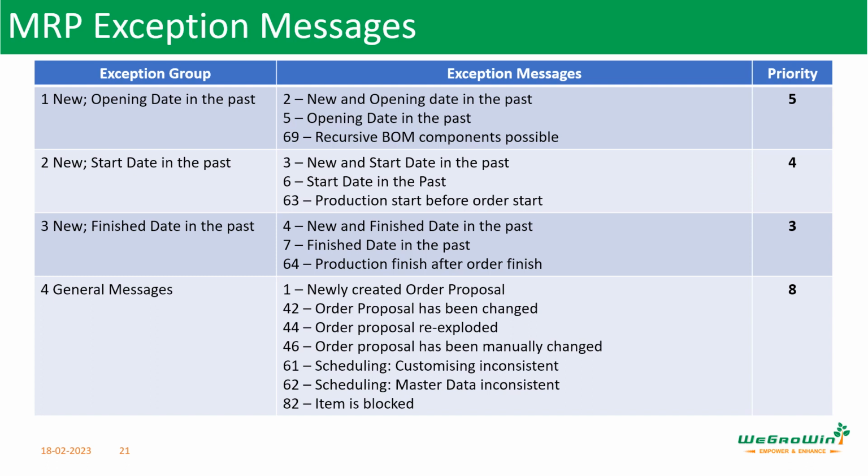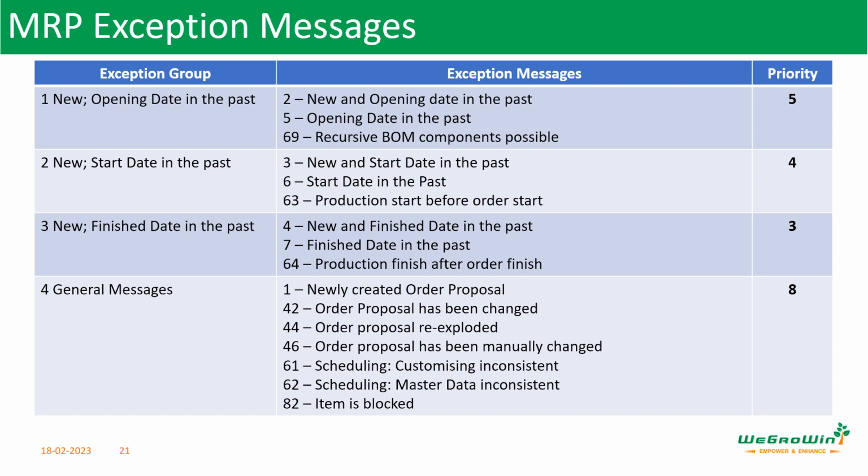For example, here priority 3 is given for the third line item, which means finish date in the past, which means the finish date itself is in the past. That is the highest priority in this page. And then start date in the past, that is the next priority. And then open date is the priority after that, like this.